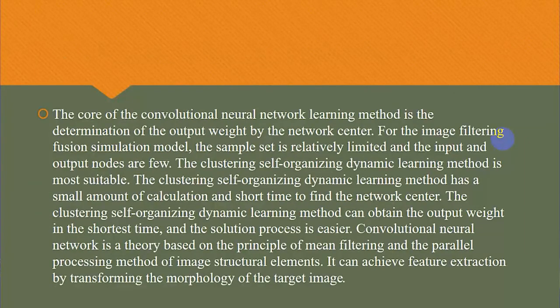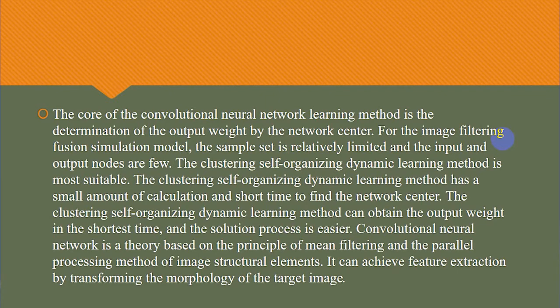The core of the convolutional neural network learning method is the determination of the output weight by the network center. For the image filtering fusion simulation model, the sample set is relatively limited and the input and output nodes are few. The clustering self-organizing dynamic learning method is most suitable. The clustering self-organizing dynamic learning method has a small amount of calculation and short time to find the network center. It can obtain the output weight in the shortest time, and the solution process is easier.